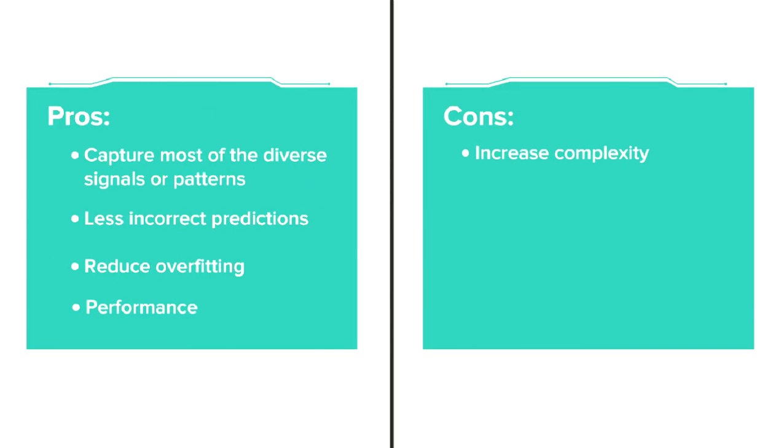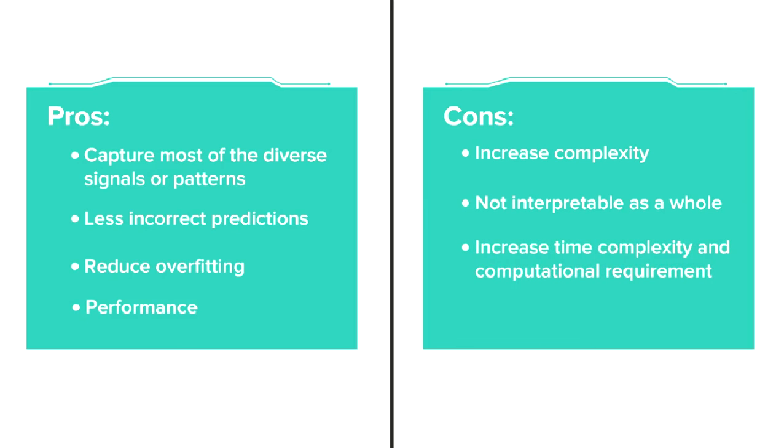Now let's move into the cons of ensemble models. As we are building several models, combining them leads to increased complexity. Also, these ensemble models are not interpretable as a whole. This leads to a black box predictive model, which is often not encouraged in domains like business and finance, as they expect models to be interpretable. As we are building several models for a singular purpose, the time complexity and the computational requirement increase significantly.